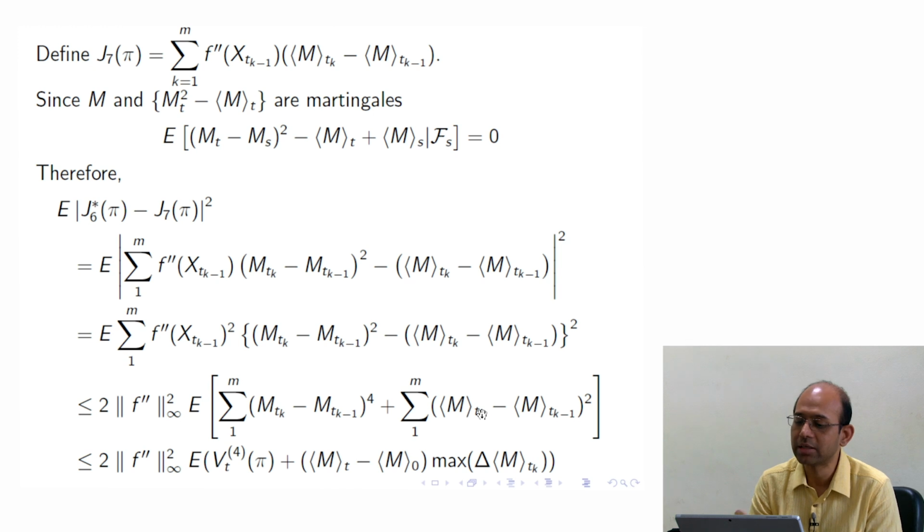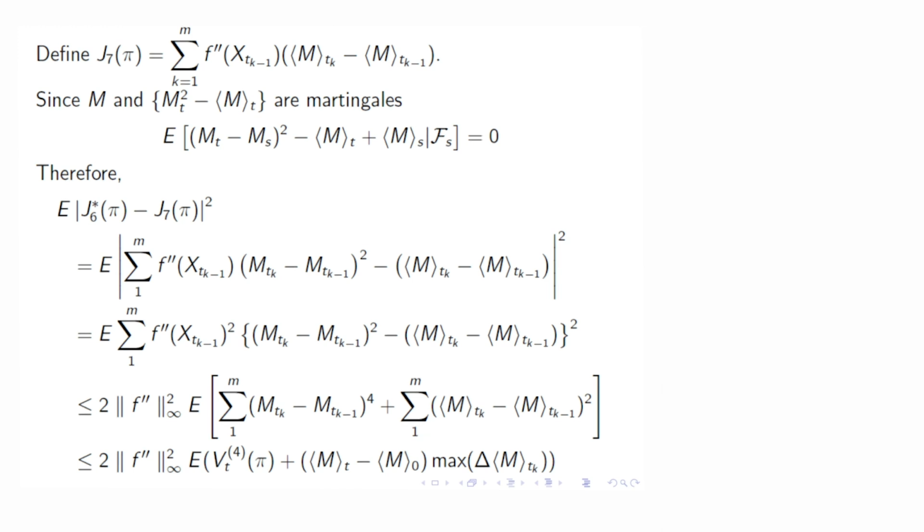Why is it so? Because <M>_{t_k} is an increasing process, correct. So when I take out this maximum, I do not need to change the sign. Then this Δ<M>_{t_k}, and then the remaining term is this sum, and we are going to get <M>_t minus <M>_0. So we have seen that the difference between J*6 and J7, squared and in expectation, is nothing but the square of the L2 norm of J*6 minus J7. We have seen that as the norm of π, the partition, goes to 0, the L2 norm of the difference of J*6 and J7 also goes to 0.